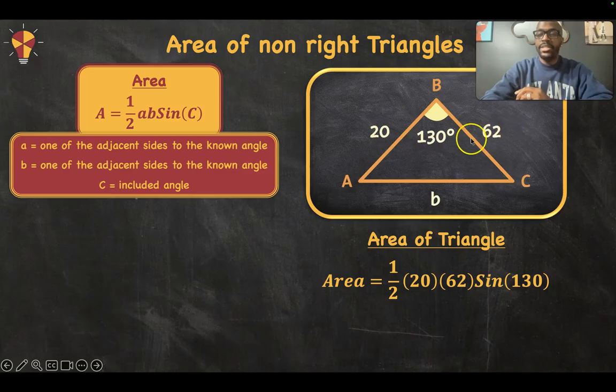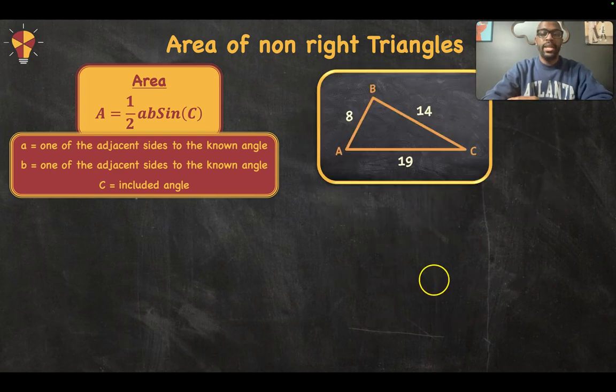So if these two are my adjacent sides, that means this is my included angle, which is 130 here. So as long as I have that, that's enough information that I can go ahead and find the area of said figure, and you'll get 474.948.